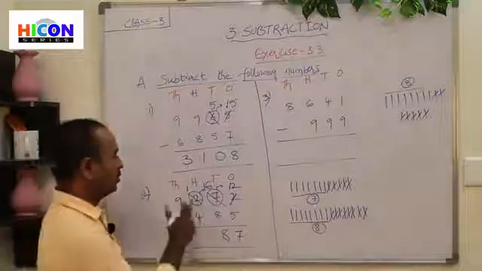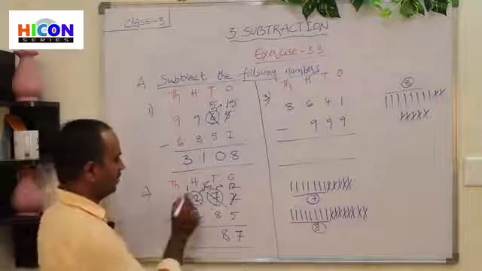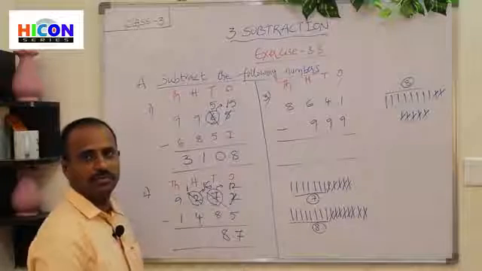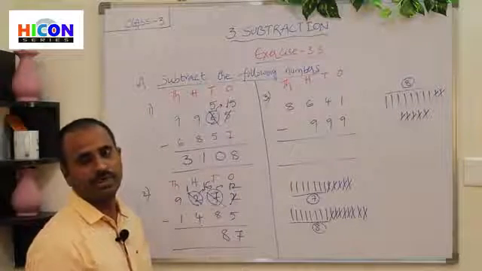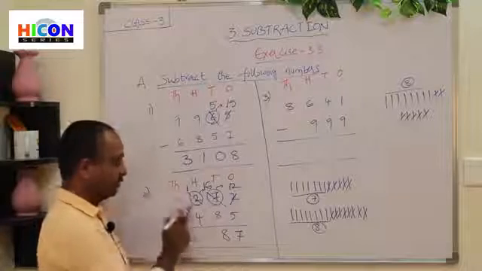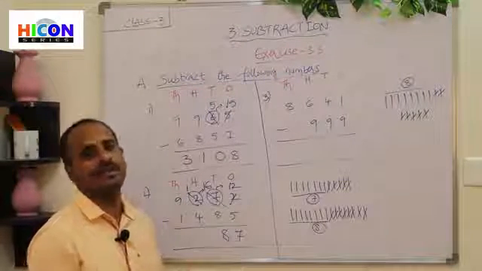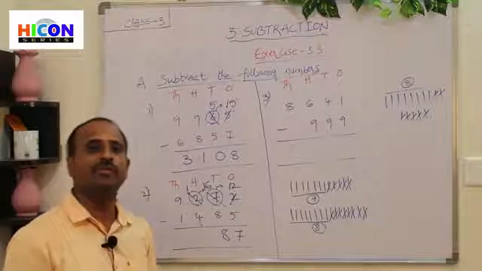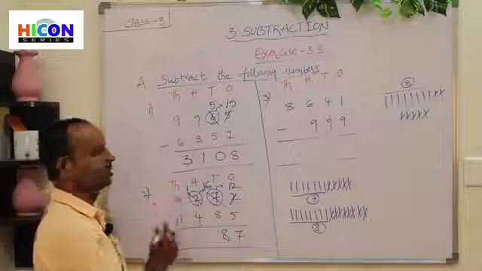So children, now go to hundreds place. What are the digits present in hundreds place? 1 and 4. So subtract 4 from 1. Can we subtract? No, because 1 is a smaller number, 4 is a greater number. We cannot subtract a greater number from a smaller number. Then what do we have to do? Again we have to borrow from its previous place. That is the thousands place.